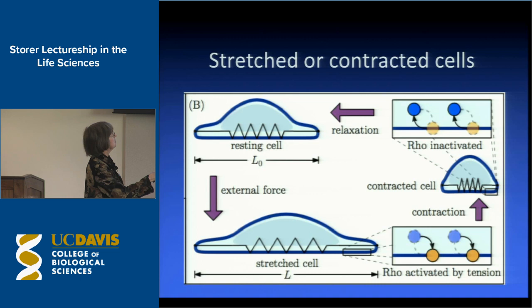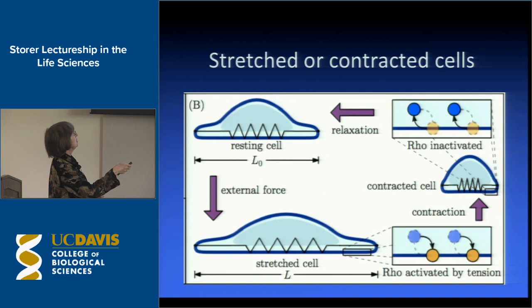When it's smaller, the tension has lowered, the Rho gets inactivated on some time scale, and it relaxes. But then there's the possibility that it would go back to rest and the cycle can repeat. Or the cell could be stuck in one or another of these states. So let's see what actually happens.